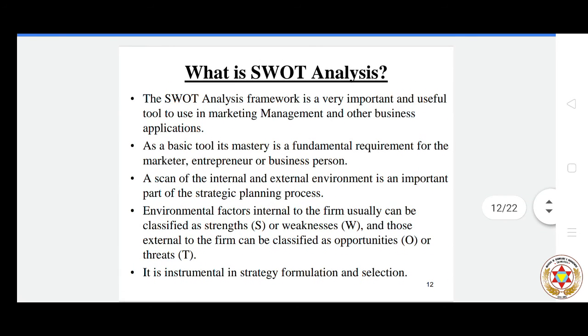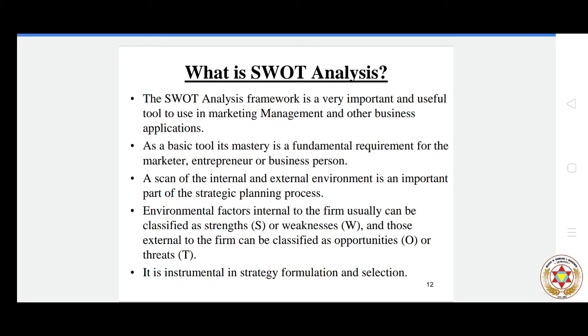Let us describe SWOT analysis a little bit, which is a framework. It is a very important, useful tool to use in marketing management and other business applications. It's the basic tool. Its mastery is a fundamental requirement for marketers, entrepreneurs, and business people. And a clear understanding of SWOT is required for business majors.